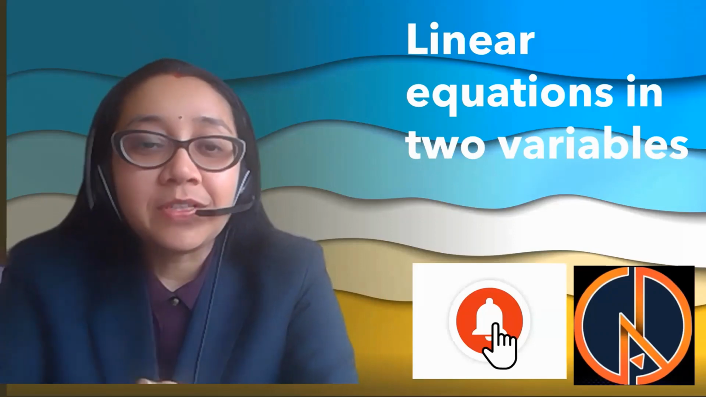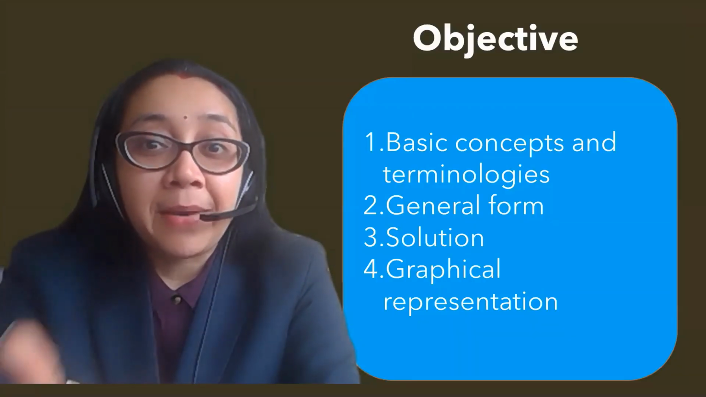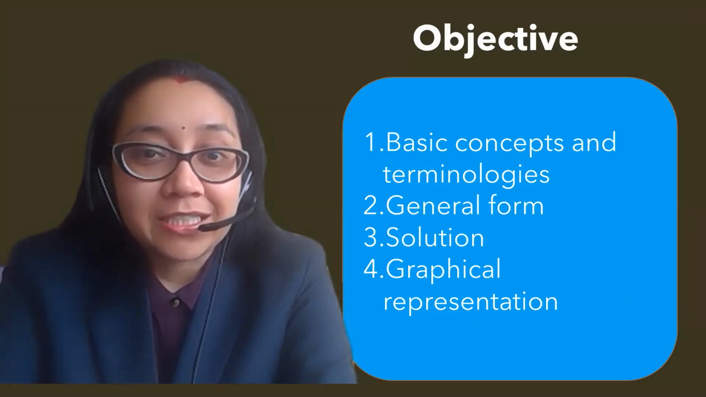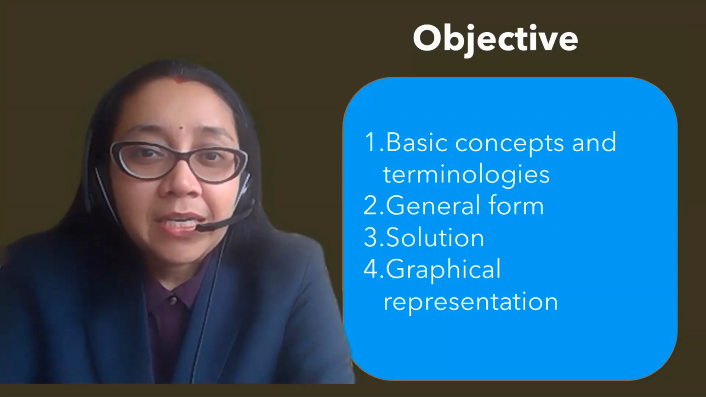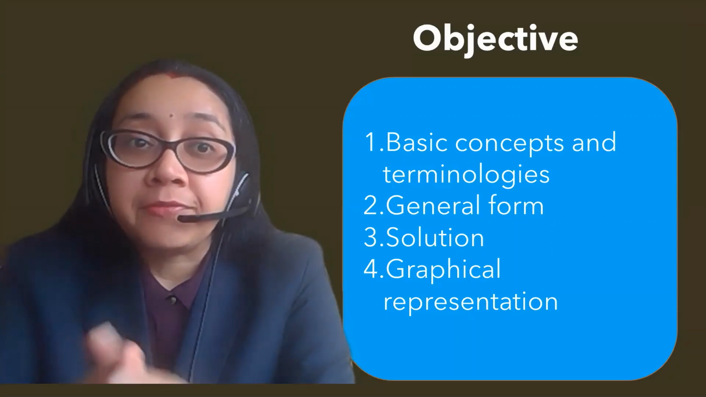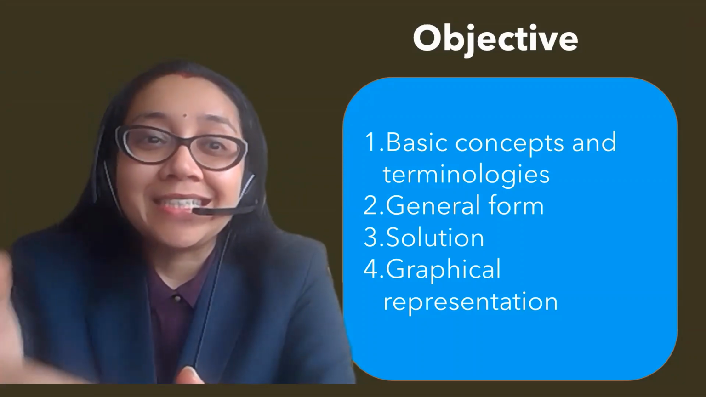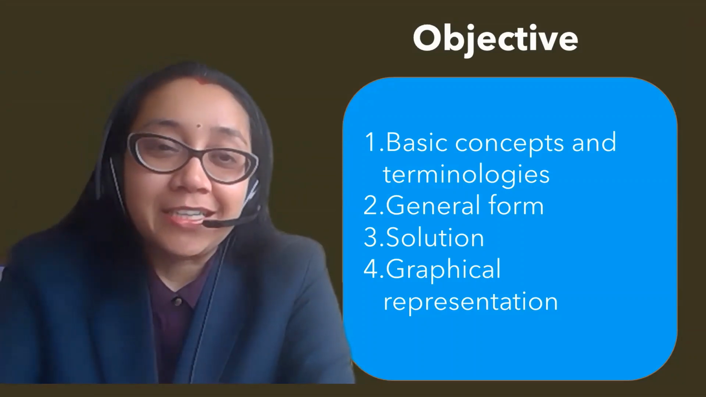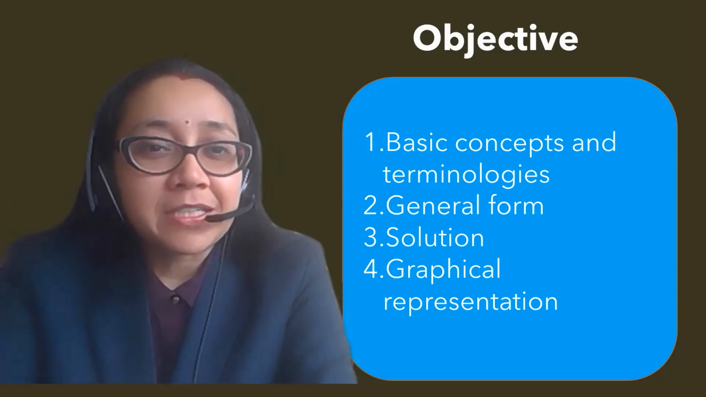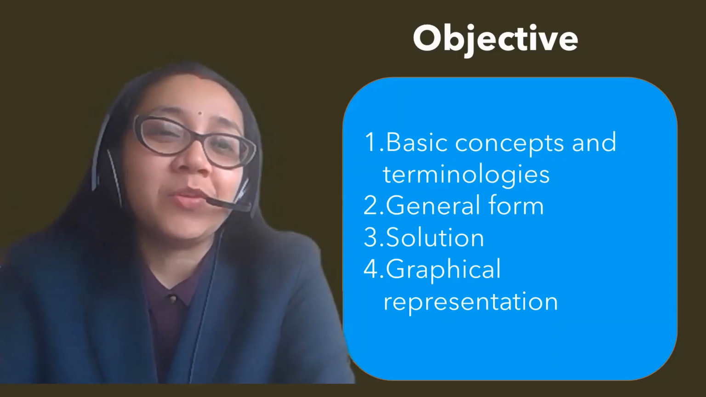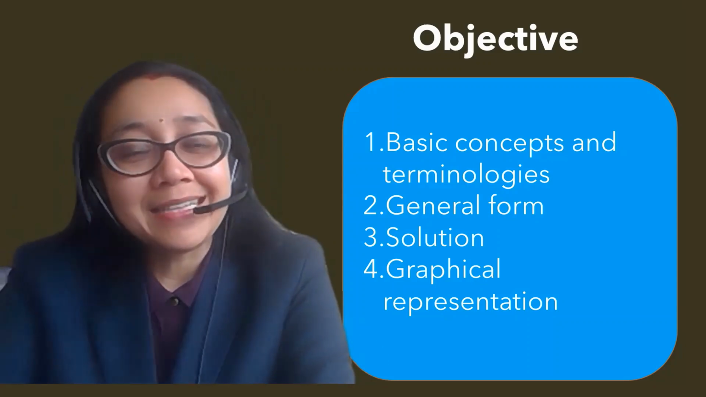So let's start with today's objective. Today's objective is we'll see the basic concepts and terminologies on linear equations in two variables as well as one variable. We'll see the general form of the linear equations in two variables. We'll see how we can calculate or find the solution of linear equations. Also, we'll see the graphical representation of both linear equations in one variable and two variables. So let's zoom in.